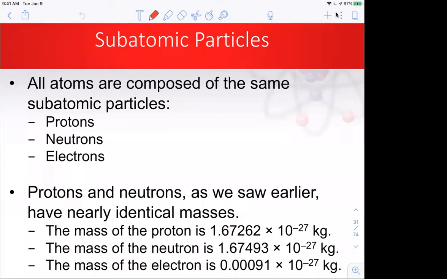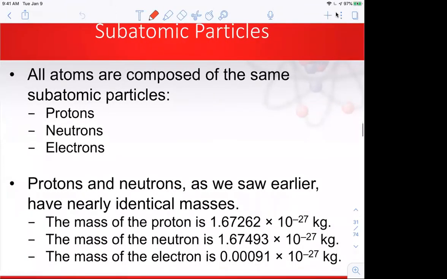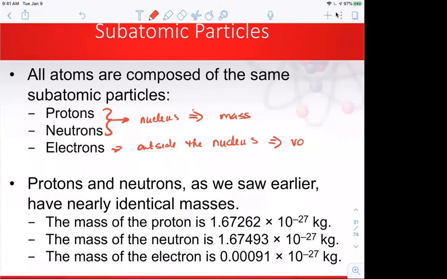We have the protons, we have the neutrons. These are found in the nucleus. This is outside the nucleus. Protons and neutrons have all the mass, whereas the electron cloud is predominantly responsible for the volume of the atom.